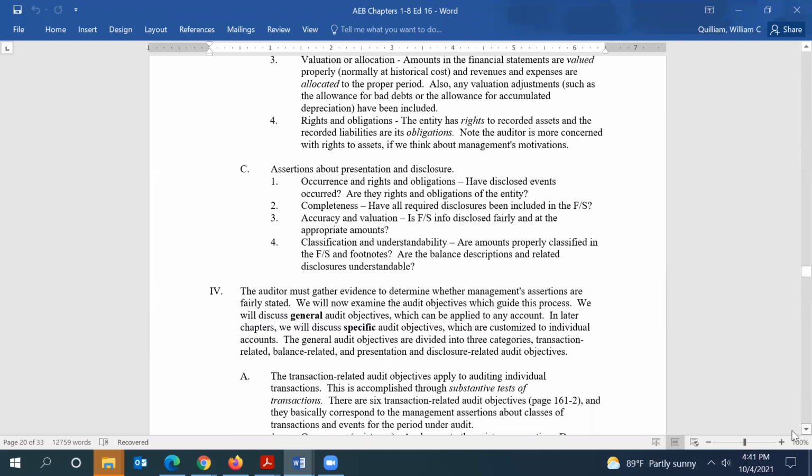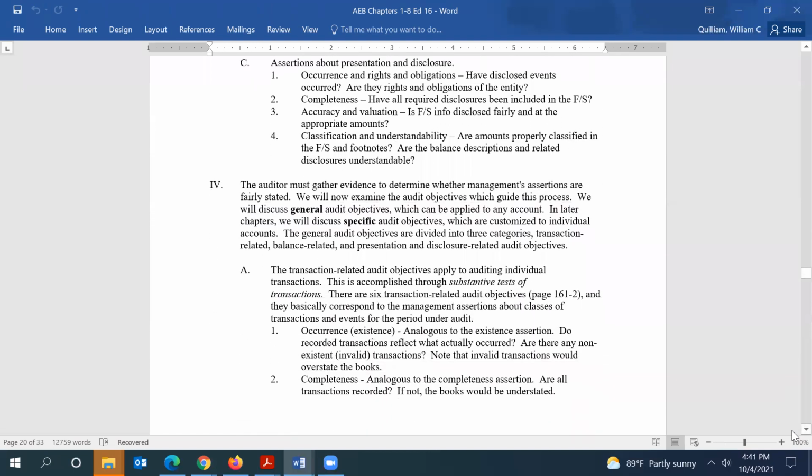Then a final group here, assertions about presentation and disclosure. So parenthetical disclosure, footnote disclosure. And I think these will be straightforward to you as well. One is occurrence and rights and obligations. So if disclosed events occurred, are they the rights and obligations of the entity? So if they really occurred, usually yes, they have.